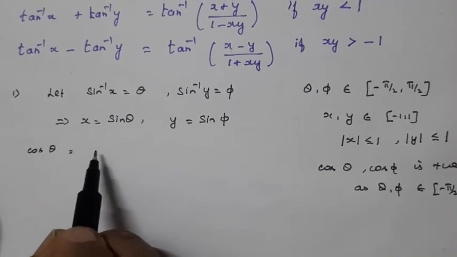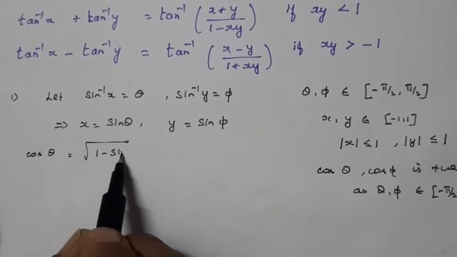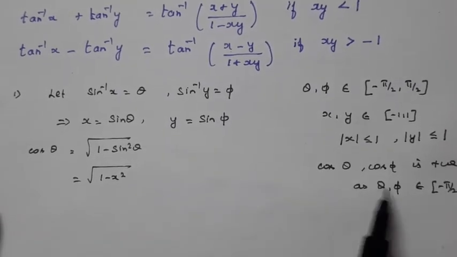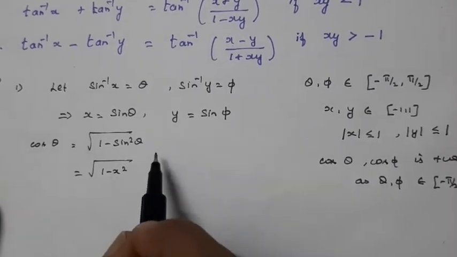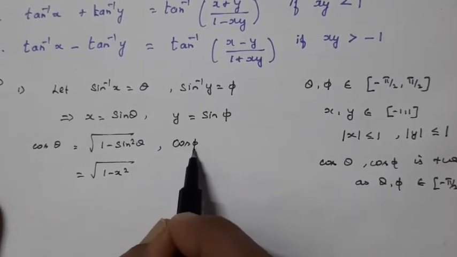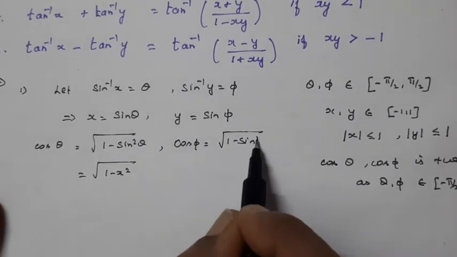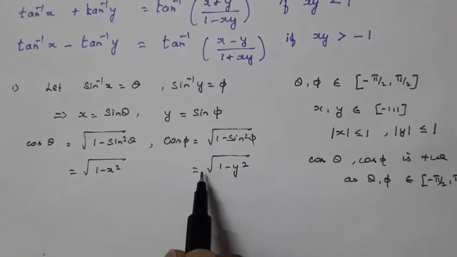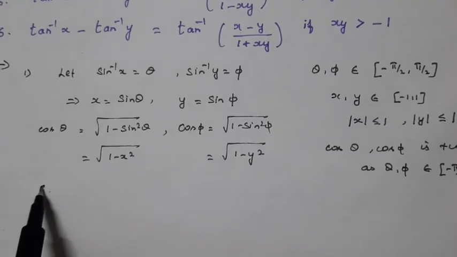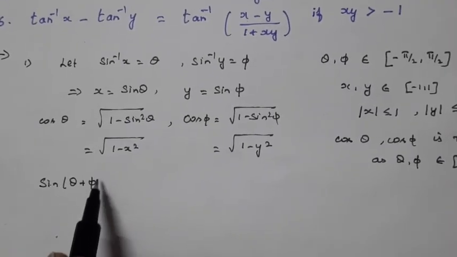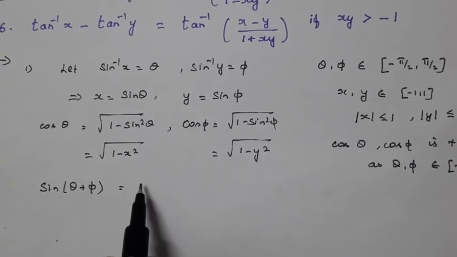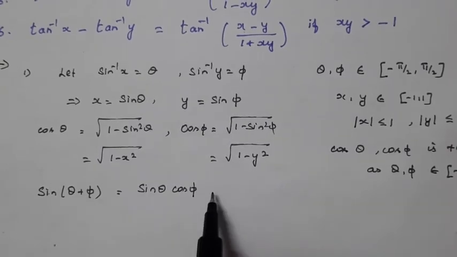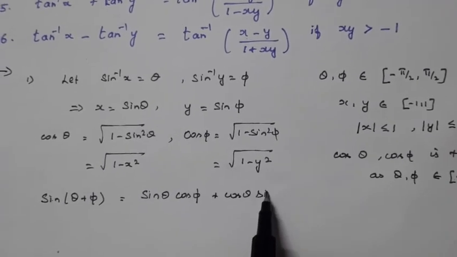So cos theta will be root of 1 minus sin squared theta, that is equal to root of 1 minus x squared. As cos theta is positive, we have taken the positive value. And similarly cos phi is equal to root of 1 minus sin squared phi, that is equal to root of 1 minus y squared. As cos phi is positive, we have taken the positive value. Now let us find out the sine of theta plus phi. Sine of theta plus phi is equal to sin theta into cos phi according to the compound angle formula, plus cos theta into sin phi.